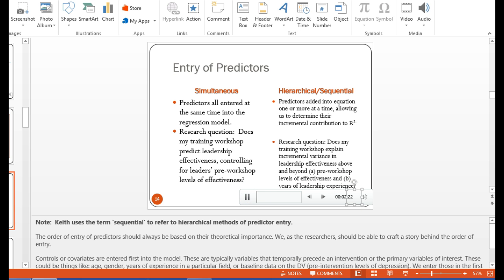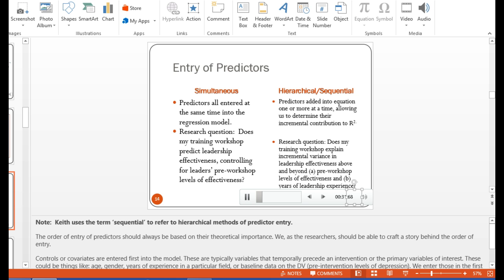There are a couple of ways to do regression, and the first way is the way we've been doing up to now, and that's the simultaneous entry of predictors. That is, the predictors are entered all at the same time into the regression model, and then we just compare the B weights to understand which of the predictors is contributing the most to the DV. I think this is most useful when we have just one control variable and one variable of interest.